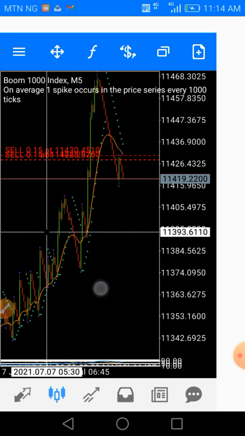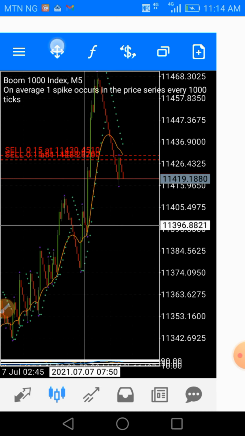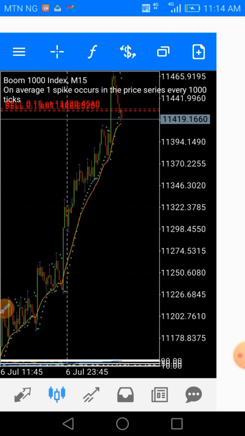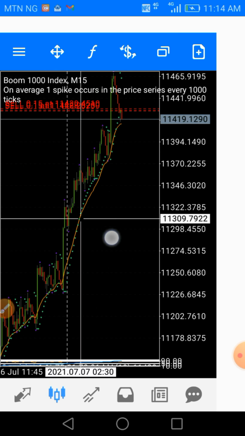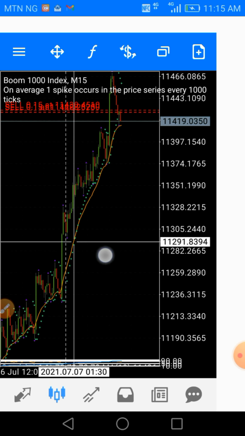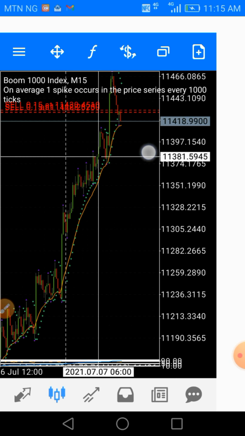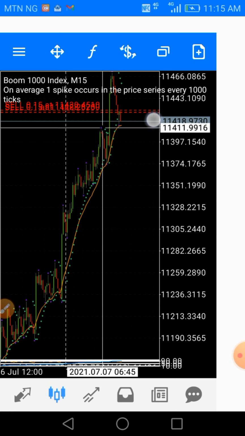Now you discover that when the market was pushing up around here, this is the 5 minutes time frame. Okay, let's get to the 15 minutes time frame so that you'll understand better. Now you discover that when the market was pushing up from here, right from here, the parabolic SAR was never introduced to the upside until it got to this point, though it failed here.